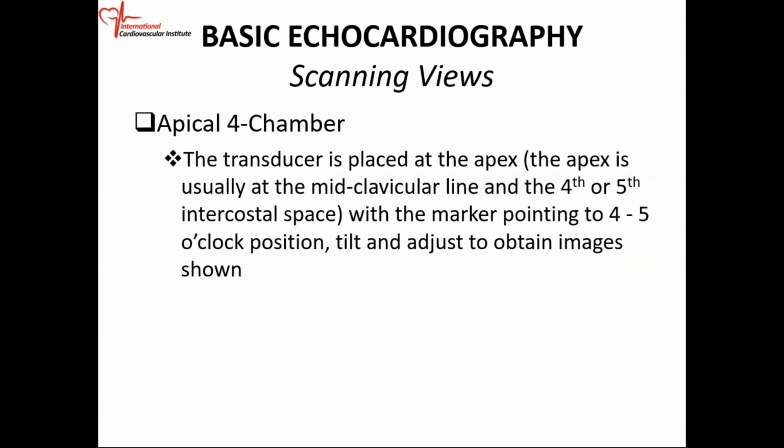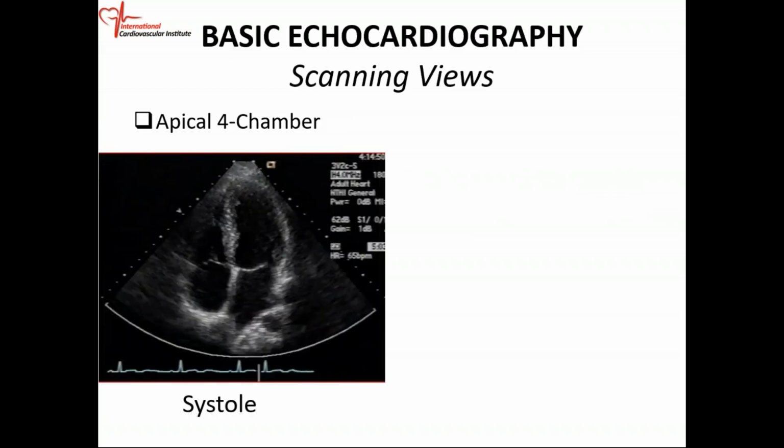So we'll move to the apical four-chamber view. You take your transducer and you put it where we call the apex of the heart. Or what you can do is find the fourth or fifth intercostal space, and where that intersects with the mid-clavicular line, you put your transducer right there. Where those two points intersect, you put your transducer. The marker of the transducer is at the 4 or 5 o'clock position, and you're just going to adjust it, and you get the heart standing straight up like this.